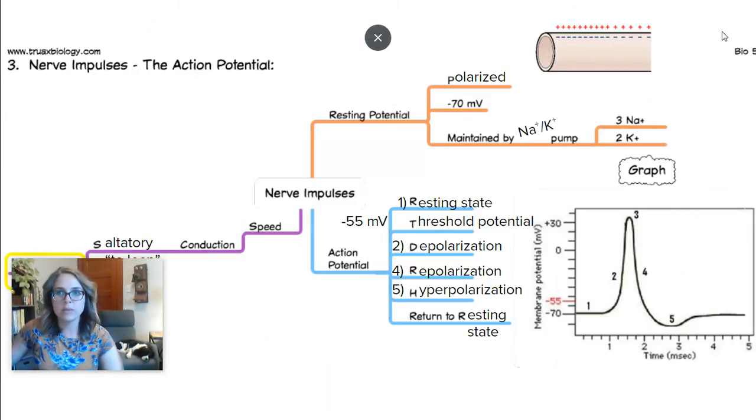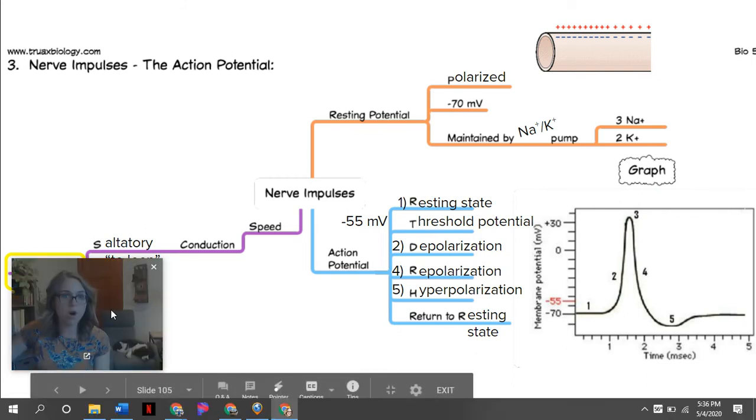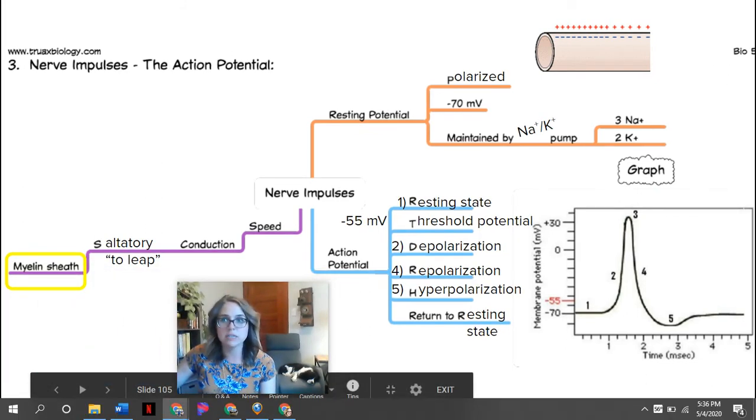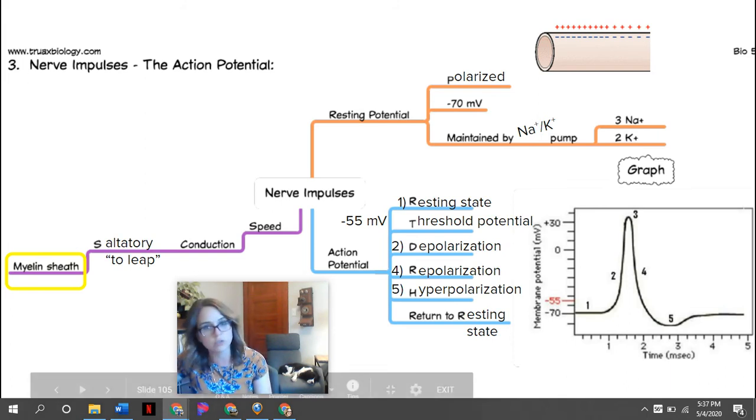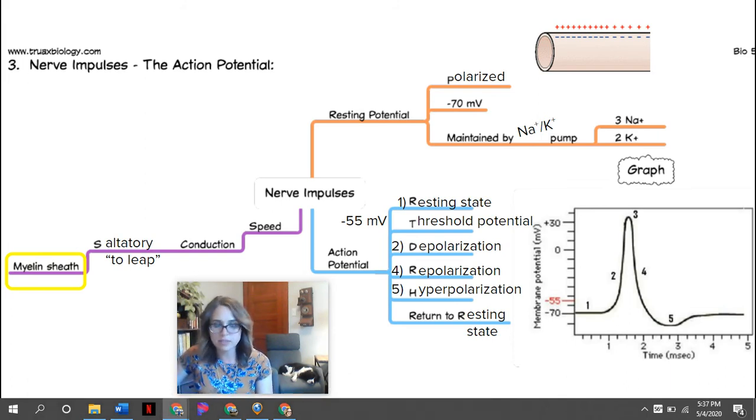Flipping over here to page 10. We have already discussed action potential and all the pieces of this. Just remember, an action potential is a nerve impulse. Same thing, just a different word for it. Don't feel like you need to memorize all of this. Your review assignment will pretty much go over what you need to know. But the myelin sheath is what allows the speed of conduction, right? It speeds it up because of that myelin. That's important.